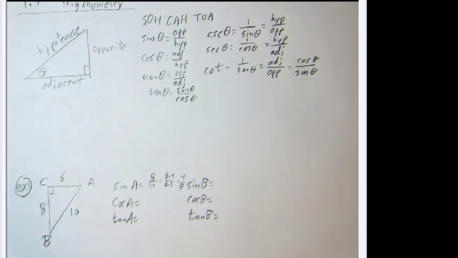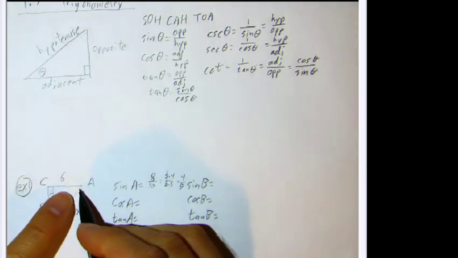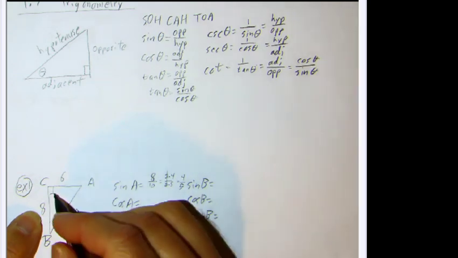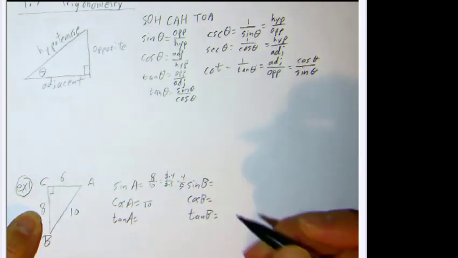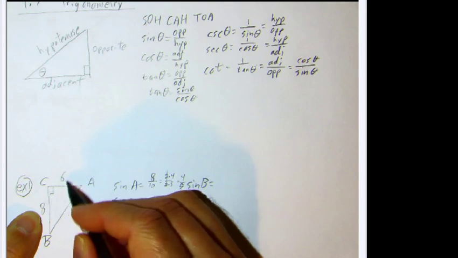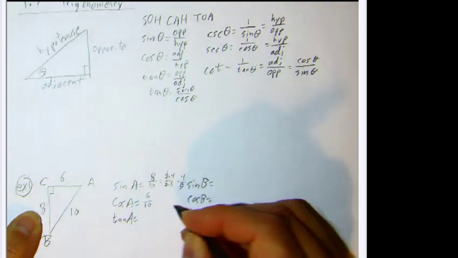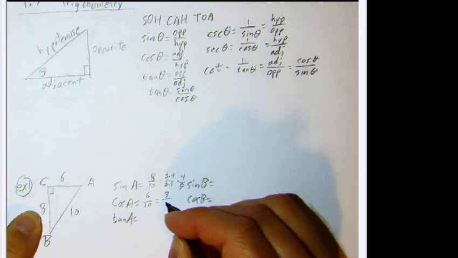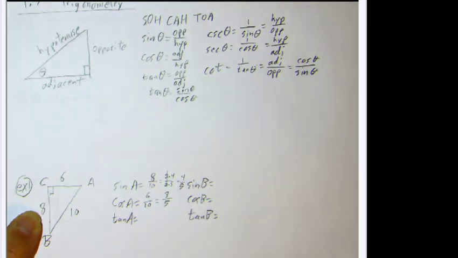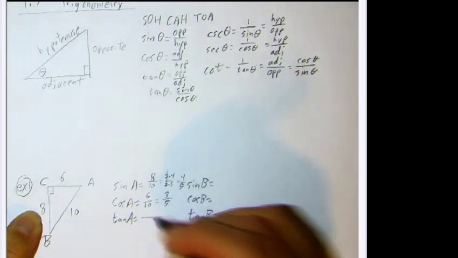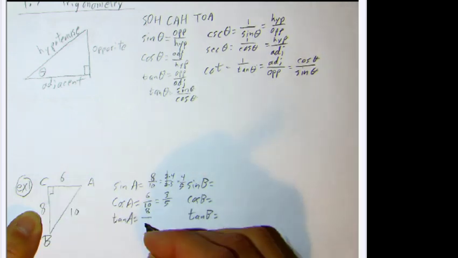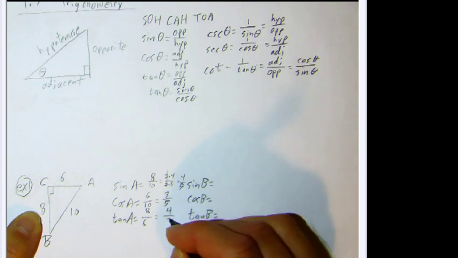Cosine is going to work very similarly. We start from A, but instead of opposite, which would be 8, our hypotenuse is still going to go on the bottom, that's the 10, but our adjacent is the other side that's next to angle A, so that's going to be 6. Of course that's 2 times 3 and 2 times 5, so the 2's cancel out and I get 3/5. Tangent is going to be opposite on top and adjacent on the bottom, which is 4 over 3.